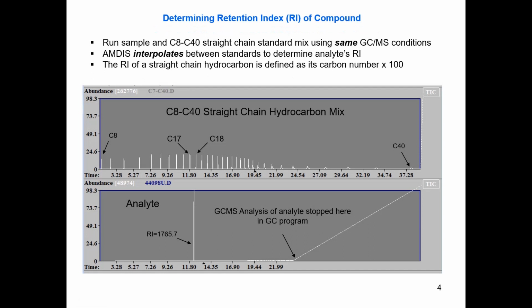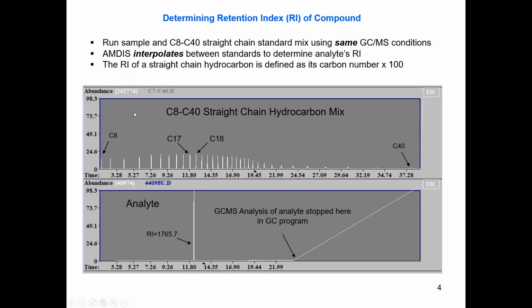Here's a slide that shows the overview of the process for determining the retention index of a compound. First, the user must run the sample in a C8 through C40 straight chain standard mixture using the same GCMS conditions used for the analyte. Then AMDIS interpolates between the standards to determine the analyte's RI. The RI of a straight chain hydrocarbon is defined as its carbon number times 100.